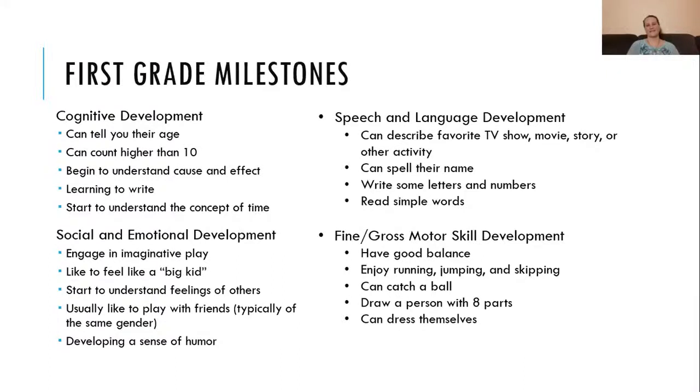In terms of speech and language, to describe their favorite TV show, movie, they should be able to spell their name, write some letters and numbers, and be able to around this age. In terms of motor development, they should have pretty good balance at this age, so be able to stand on one, but pretty successful. Running, jumping, skipping, so being on the move, going around a lot, getting some of that energy out, and they should be able to catch a ball themselves.